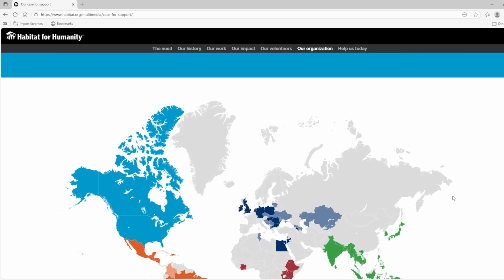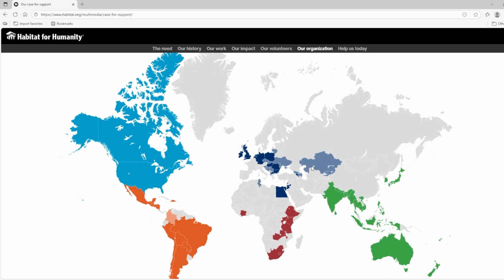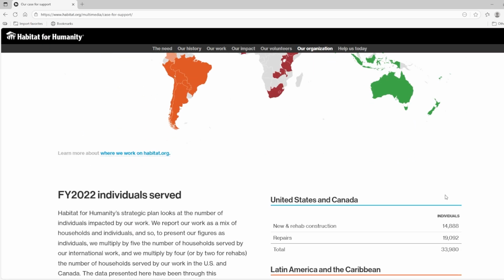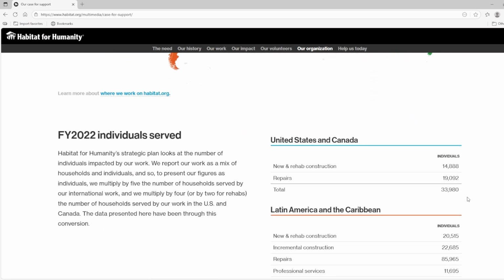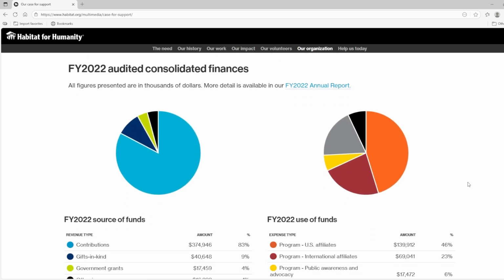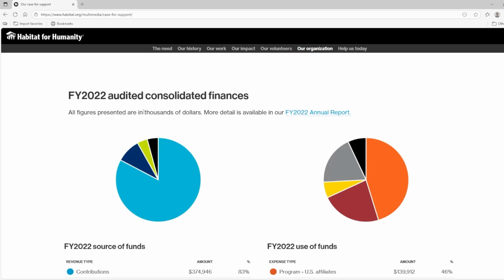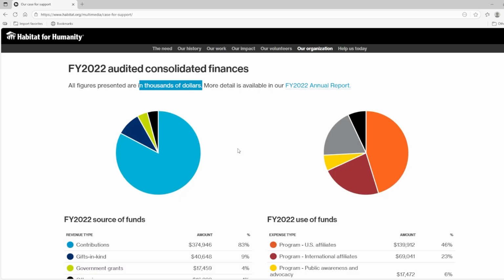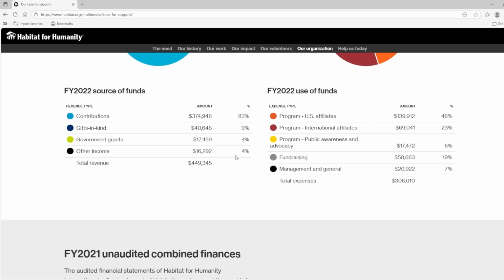Again, talking about their track record, their scale. Look at all these countries that they serve. They're getting to the transparency of their metrics here, and also their financial situation. These numbers are actually in the thousands of dollars. So if you're curious about the details of this, I'll share the link in the description of the video. You can get further into it.